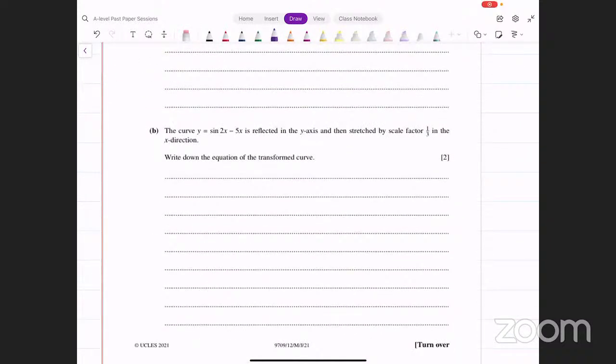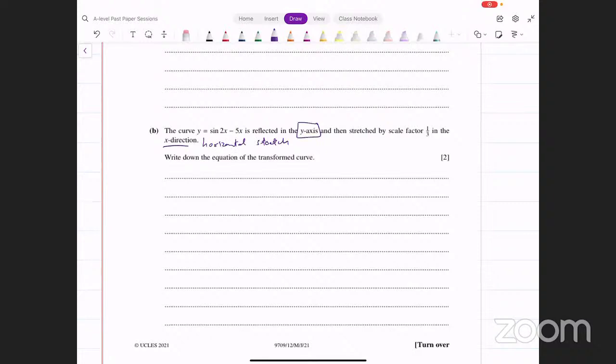Now it says the curve y equals sine 2x minus 5x is reflected in the y-axis, and then it's stretched by scale factor 1/3 in the x direction. अच्छा, x direction का क्या मतलब है? Horizontal stretch हो रहा है. It's horizontal stretch.